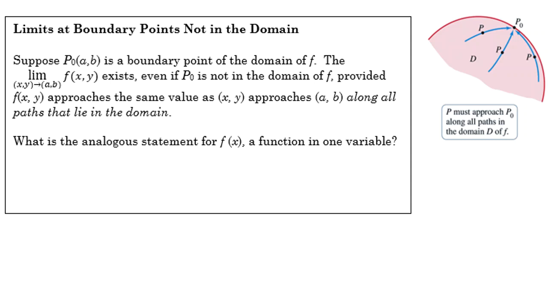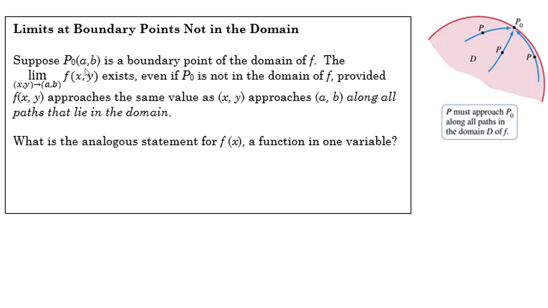All right, let's continue our discussion of limits with three-dimensional graphs. And let's look at limits at boundary points. So we've looked at limits of points that are in the domain, and that's pretty easy. We can just use direct substitution. But what if we're looking at a boundary point, and that point is not in the domain?